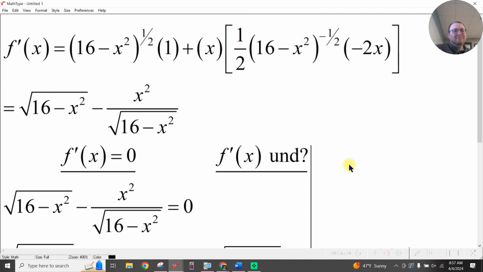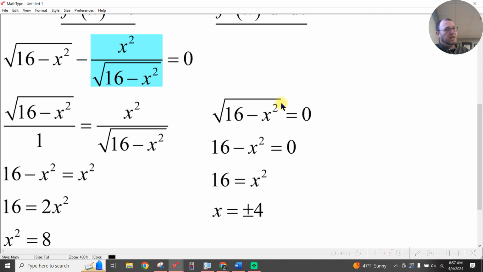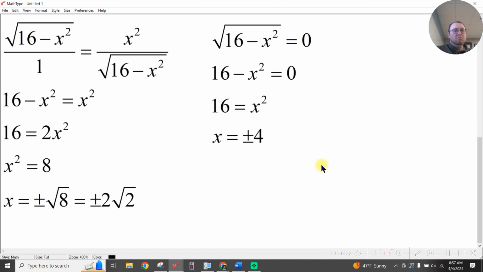So you can take the bottom of it and set it equal to zero every time? Anytime you've got a fraction in a derivative, where that derivative is undefined is going to be where the bottom of the fraction equals zero. And so that's what we did there. All right, let's make our little number line.